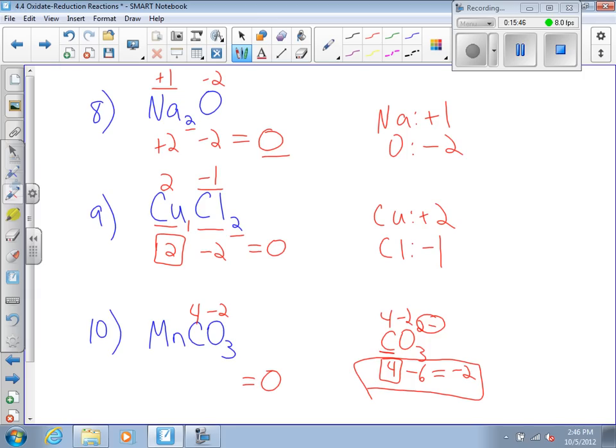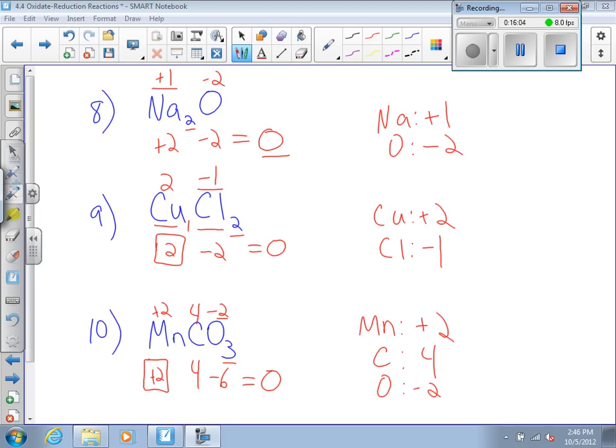And now let's get the manganese. We can just use the total adding to 0 at this point. So oxygen, -2 times 3 is -6. 1 carbon, 4. So my manganese must be, that's right, +2. Okay, really important. I keep saying this. When we write the oxidation states, it's for each atom, not the total. So for oxygen here in number 10, the oxygens are each -2. I do not put the total of -6 for the oxygens.